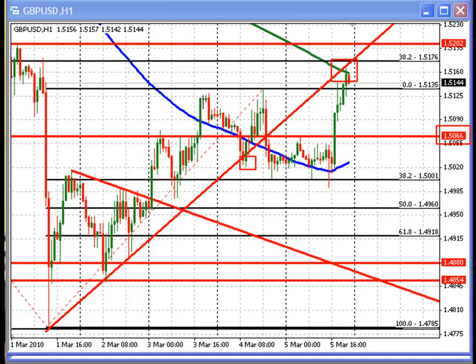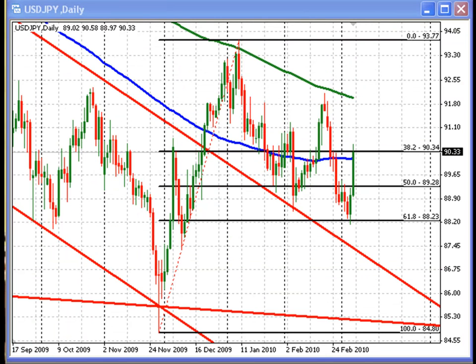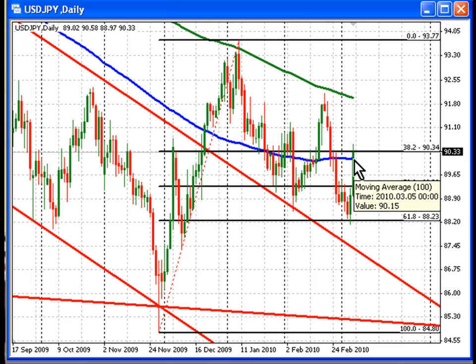Let's look at the dollar versus yen. Here we do have the 100-day moving average, which comes in at the 90.15 level. The market's trading at close the week at 90.33, which is bullish for that currency pair, being able to close back above the 100-day moving average.